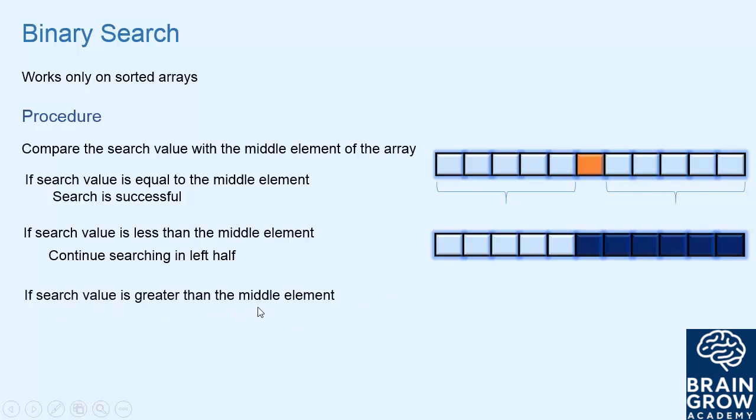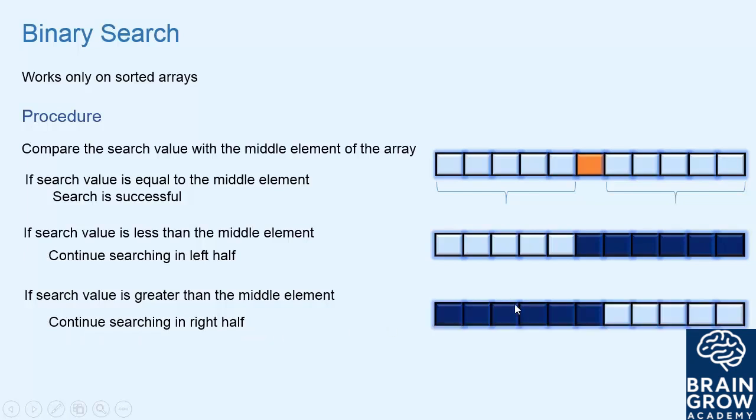Now if the search value is greater than the middle element, then it must be present in the right half only because all values greater than the middle element are present in the right half. So in this case, we continue searching in the right half and we eliminate the middle element and the entire left half from further consideration.